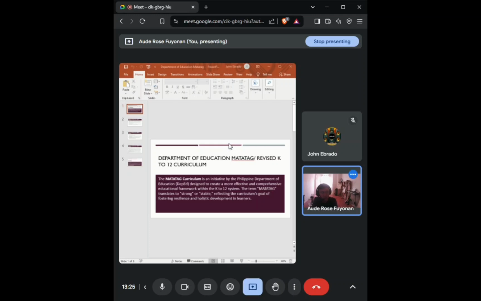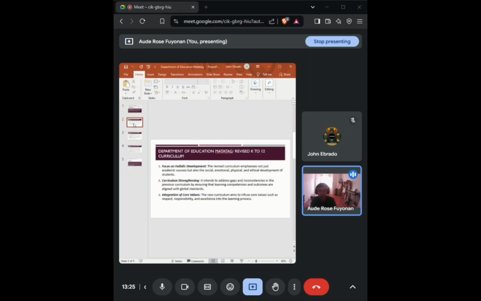Just correct me if I'm wrong. I think it started in kinder, grade 1, 4, or 7, or I don't know. But this is expected to be completed in the year 2027 and 2025. Alright, so let's start with the key features of the curriculum. Alright, so first is focus on holistic development.